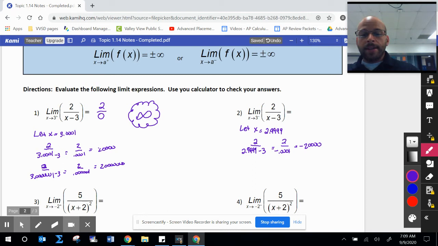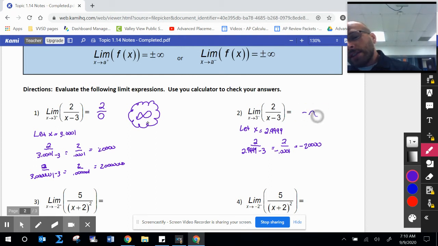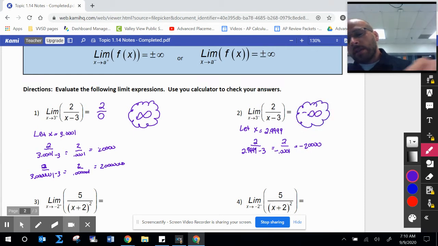If I do 2.9999 minus 3, that's going to give me a negative decimal on the bottom. And if you take a positive value divided by a negative value, that's going to give you a negative output. So the closer this gets to 3, the smaller my decimal in the denominator is going to be, but it's always going to be negative. So therefore, this limit is going to approach negative infinity. Okay?